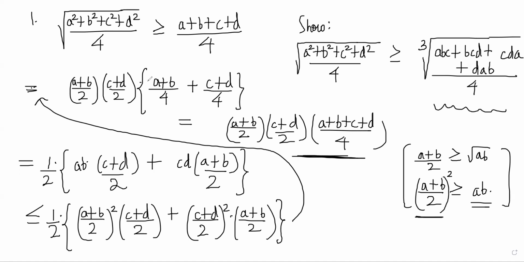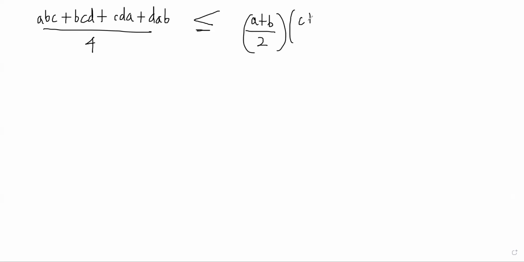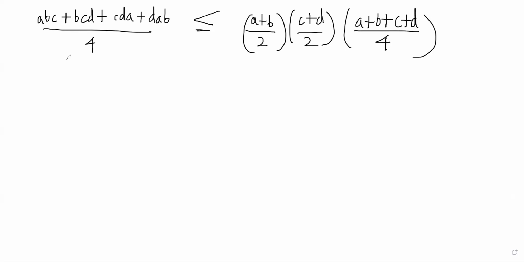So notice what I started off with. I'm getting RHS is less than or equal to this. I started with the RHS expression, but without the cube root here, right? So I will write it on the next screen. This is what I started with: abc plus bcd plus cda plus dab by 4. And I have shown so far that this is less than or equal to a plus b by 2, c plus d by 2, a plus b plus c plus d divided by 4. This is what I have shown so far, right?